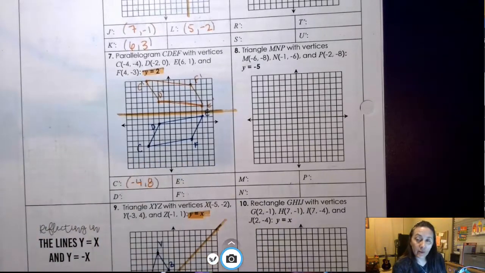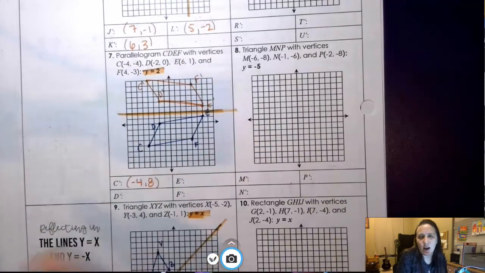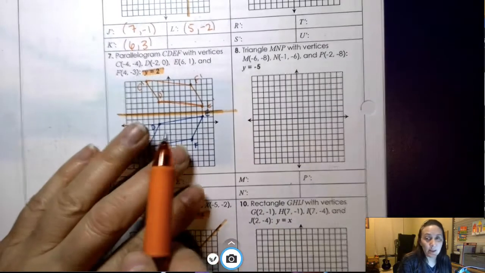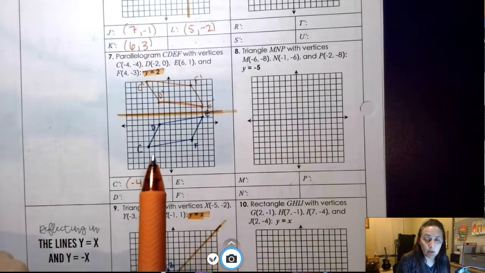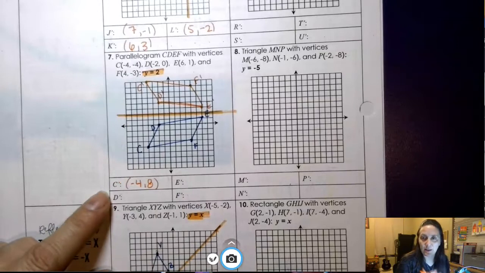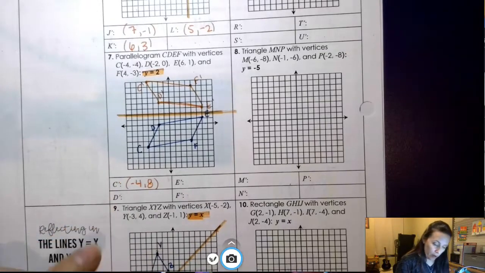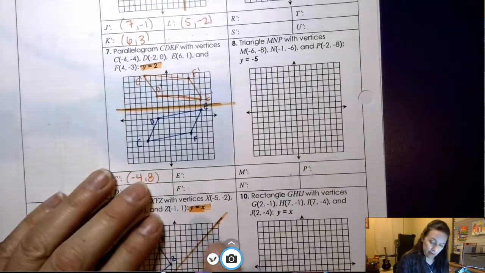Now, the one on the other side, because it was the x or the y axes, the rules made sense, and you could tell me what the points were going to be. When it is not the x or the y axis, and it's just some random other line, you are not going to have a rule that you can just add or subtract from the same number. So keep that in mind. It's not going to be the same if it's not the axes.